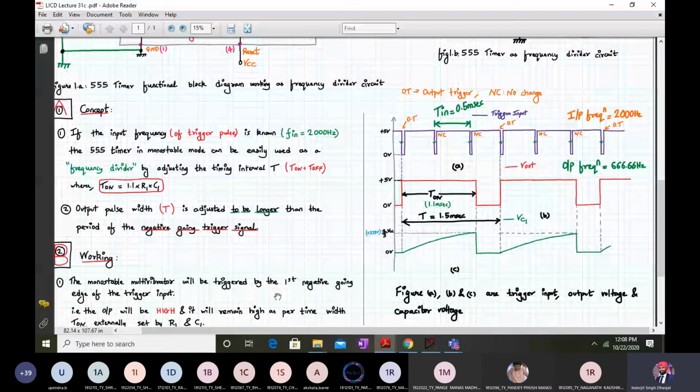So this arrangement of the waveforms and the circuit components will divide my input frequency, which was 2000 hertz, to 666.66 hertz on the output side. Okay, now let's check any doubts over here before I move on to the LTSpice simulation.